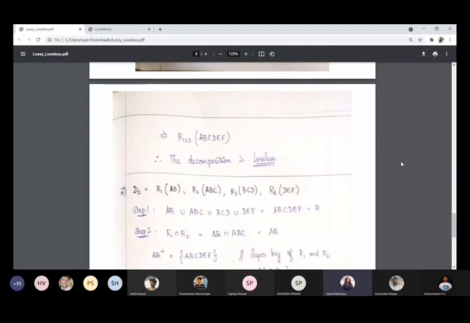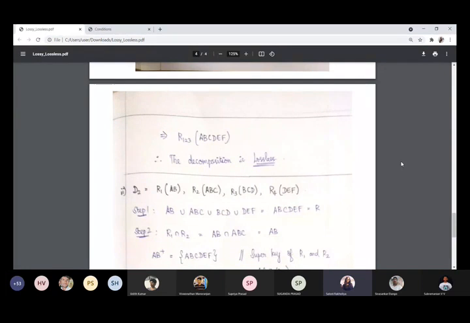So then taking R1 and R2, we have ABC. Then I intersect it with R3, which is BCD. So ABC and BCD, the intersection is BC, and the closure of BC is BCDEF, and A again. So that is also a super key of BCD or ABC.